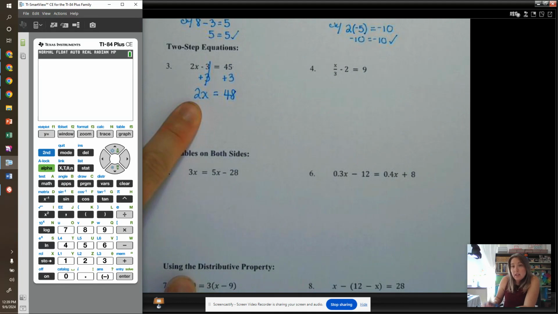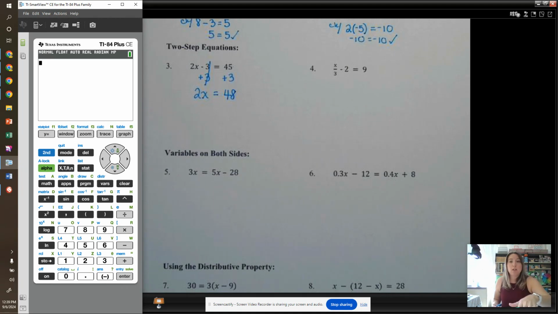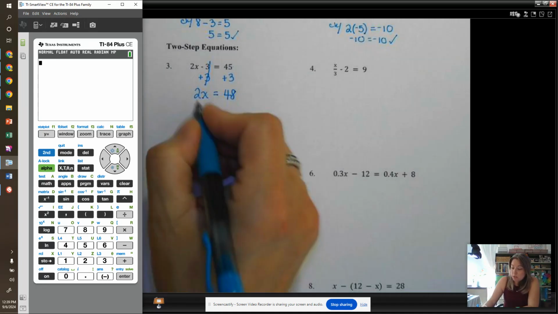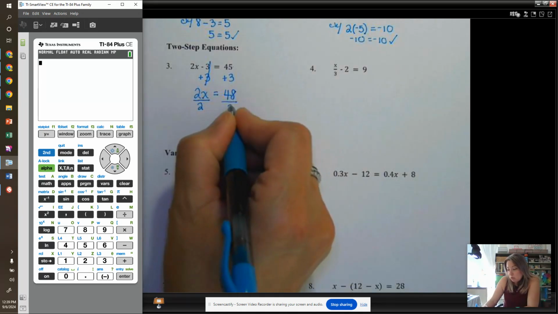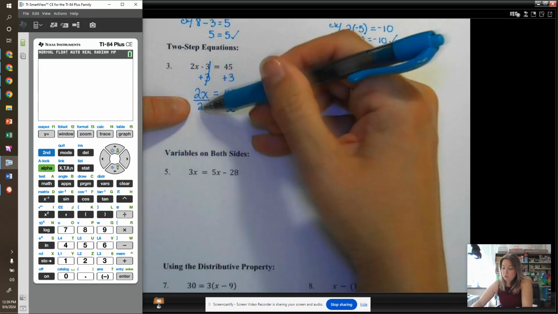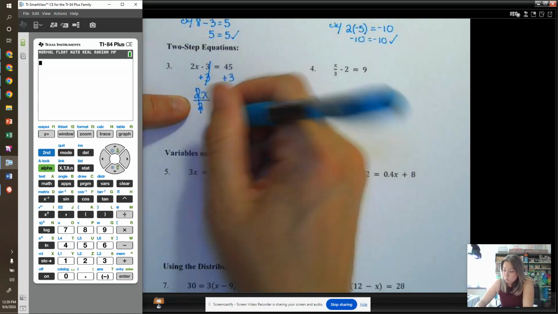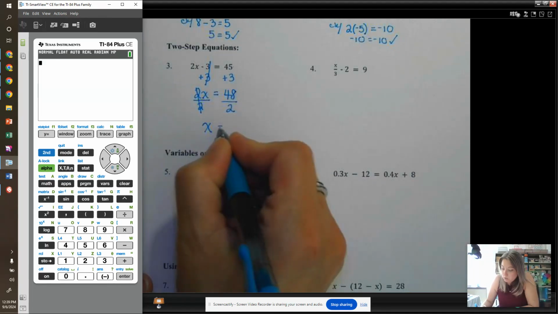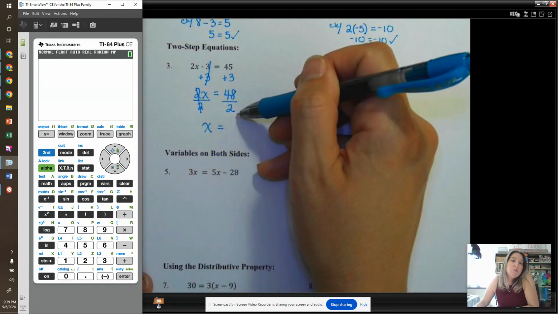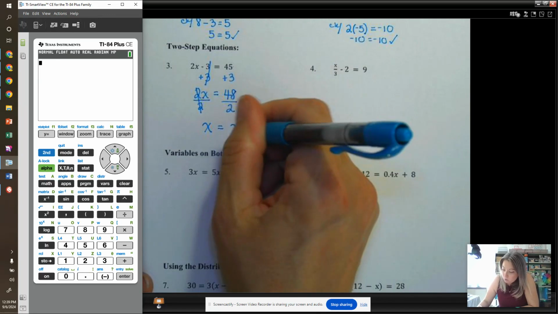Okay, is x completely alone? Is there only one x here? No? Then I have to keep going. So now I've got 2 times x. So x is being multiplied by 2. The inverse operation to multiplying by 2 would be dividing by 2. So I divide both sides of the equal sign by 2. 2 divided by 2 cancels out to a 1x. There you are. The x is all by itself. Bring down your equal sign. Now we perform that operation over here. 48 divided by 2, 24.